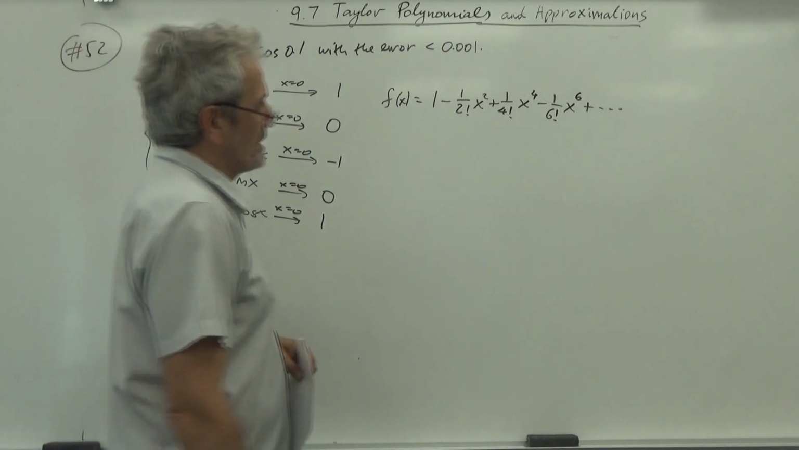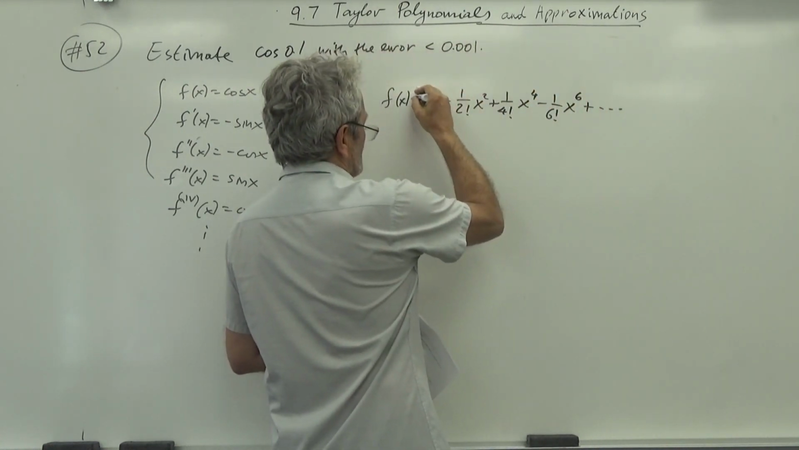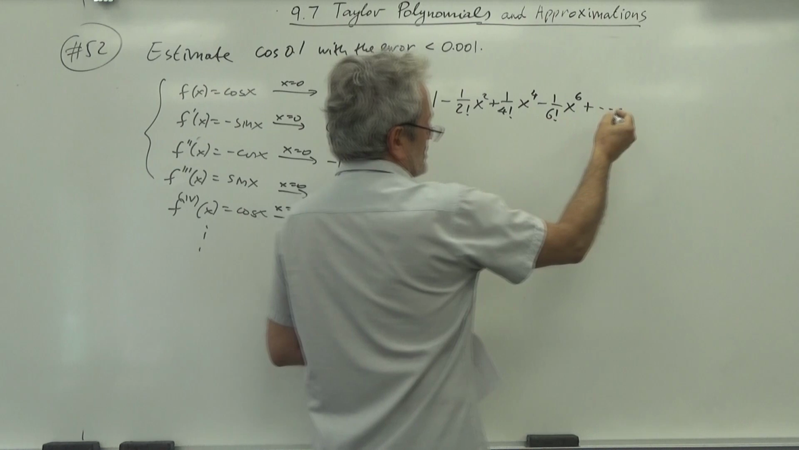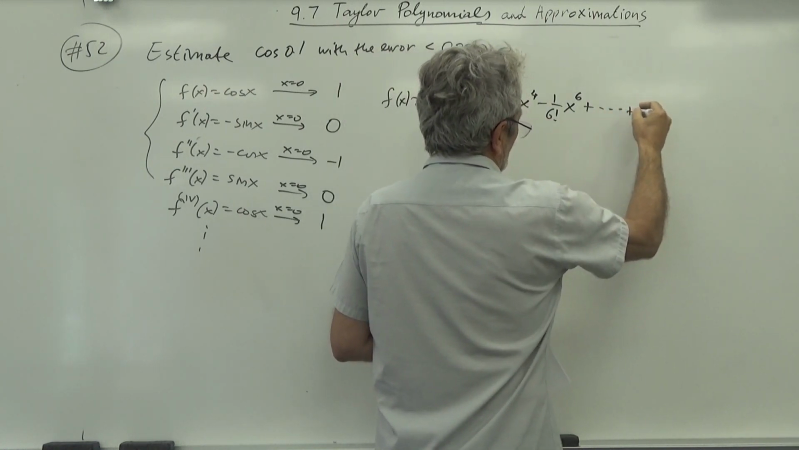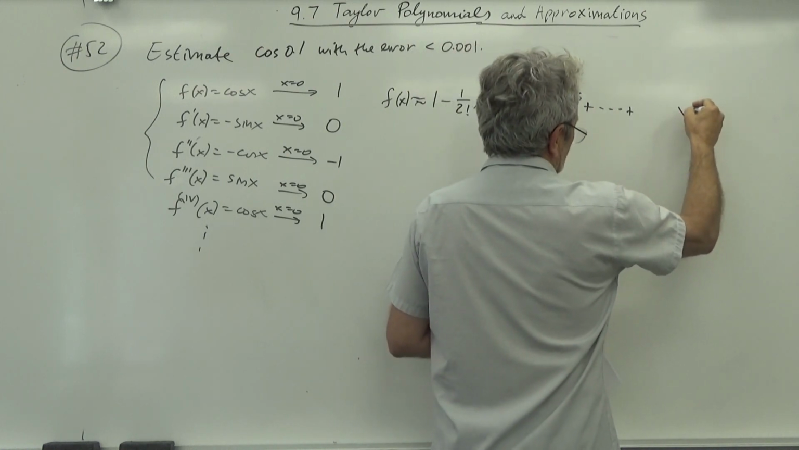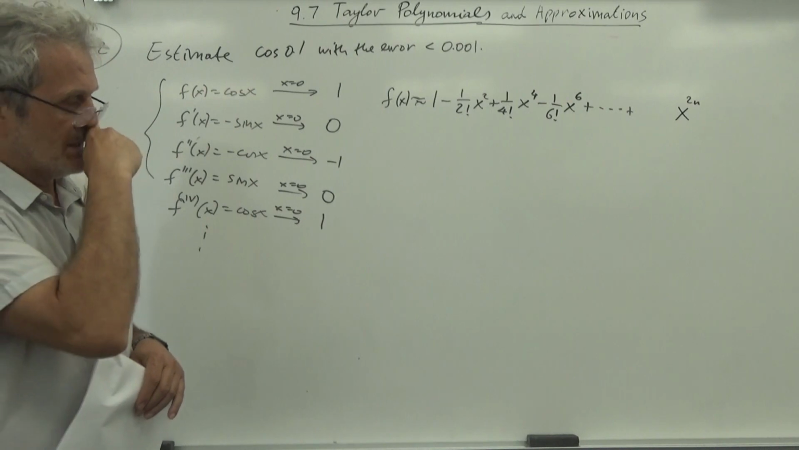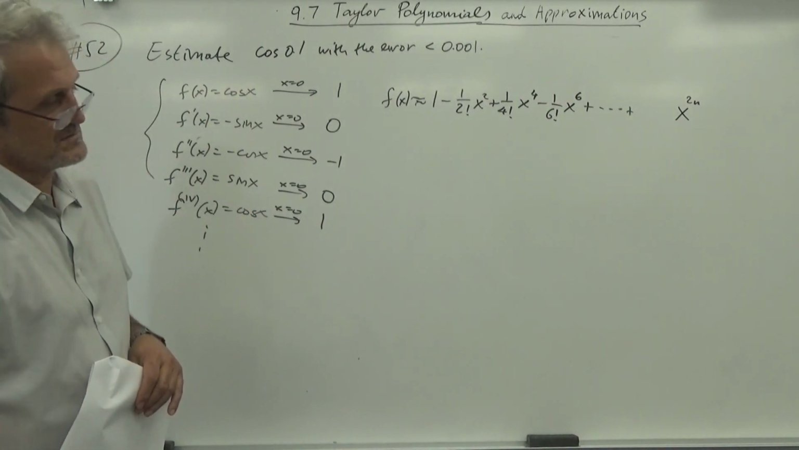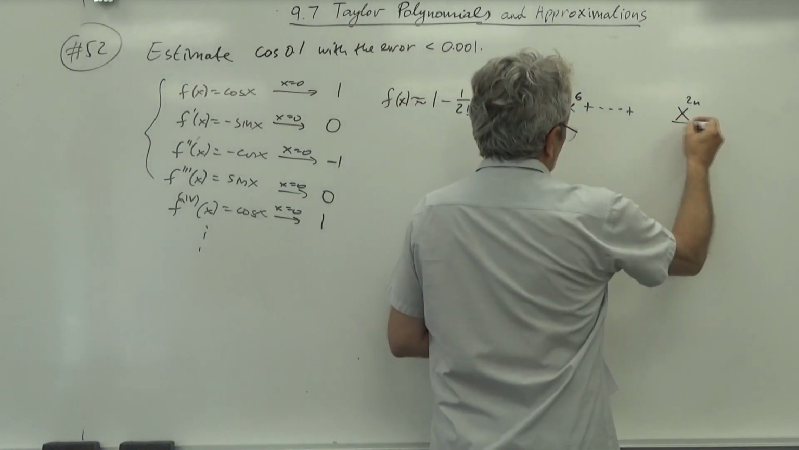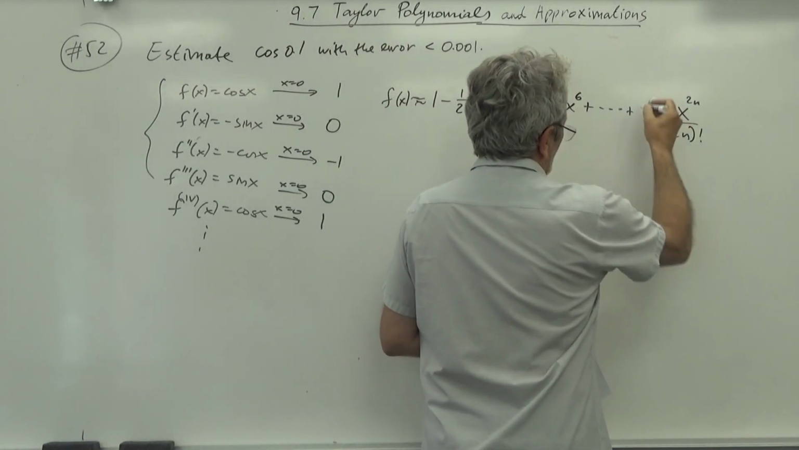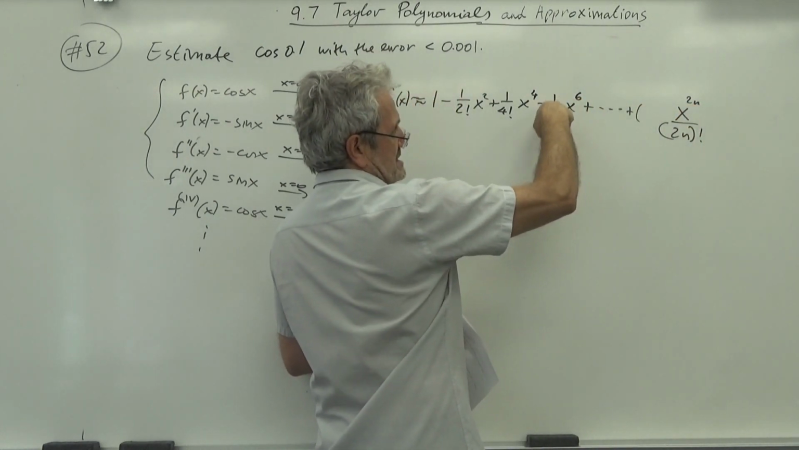So, let me stop. f of x is approximately, and let me do the polynomial. So how do you write the last member? It would be x to the 2n, because that's the 2nth member, because I just write the even ones. And then it would be 2n factorial. And then what is the coefficient? If your n is even, it's plus.